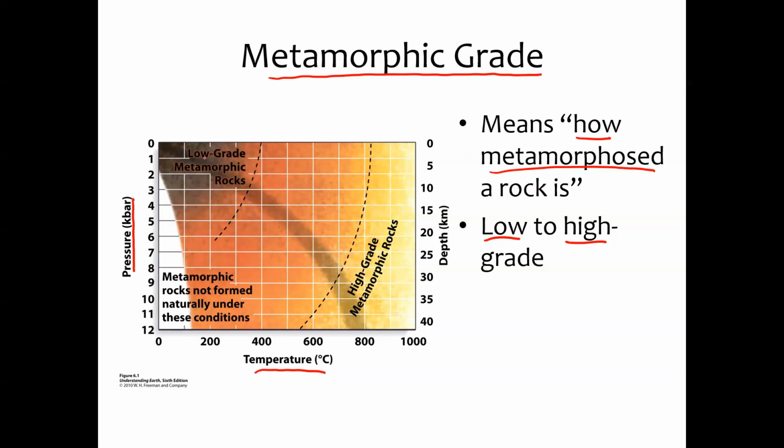Low grade metamorphic rocks will form somewhere up here, right? So low pressure, low temperature. High grade metamorphic rocks, you're increasing the pressure because you're going down the y-axis. You're increasing the temperature because you're going to the right on the x-axis here. So the rocks down here are at higher pressure and higher temperature. So these are high grade rocks. And in between, these are medium grade.